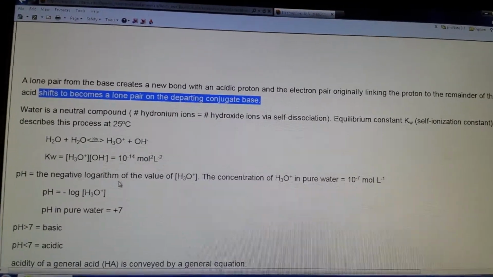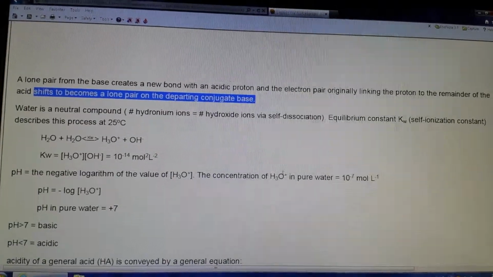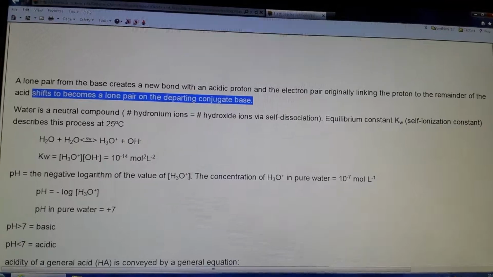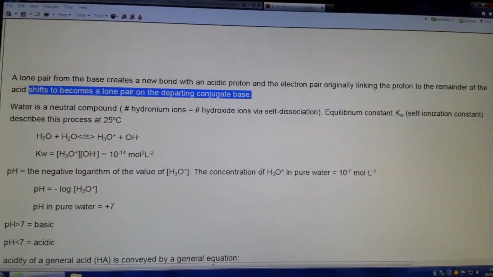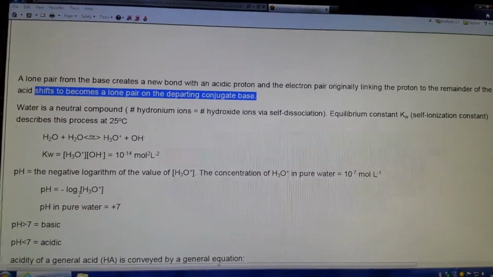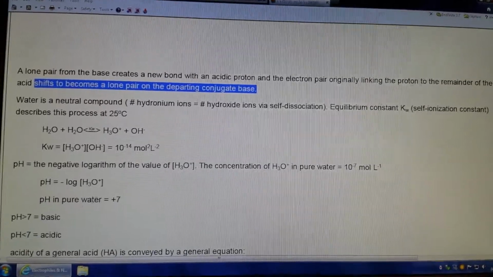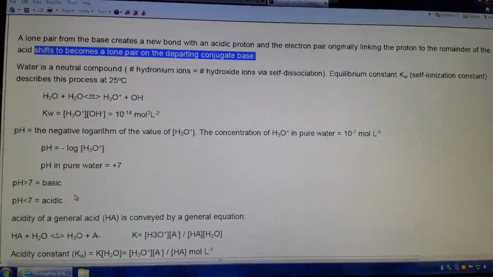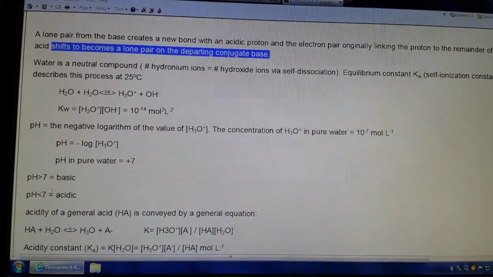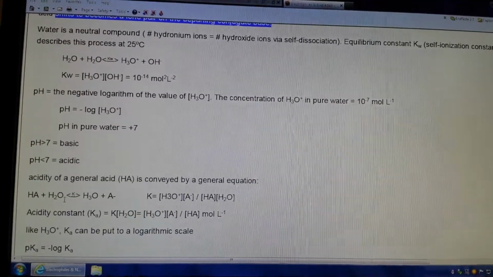pH is the negative logarithm of the H3O+ concentration. The concentration of H3O+ in pure water is 10 raised to the power of minus 7 mole per liter, so the pH of pure water equals +7. If the pH is greater than 7, the solution is basic, and if it is smaller than 7, it is acidic.